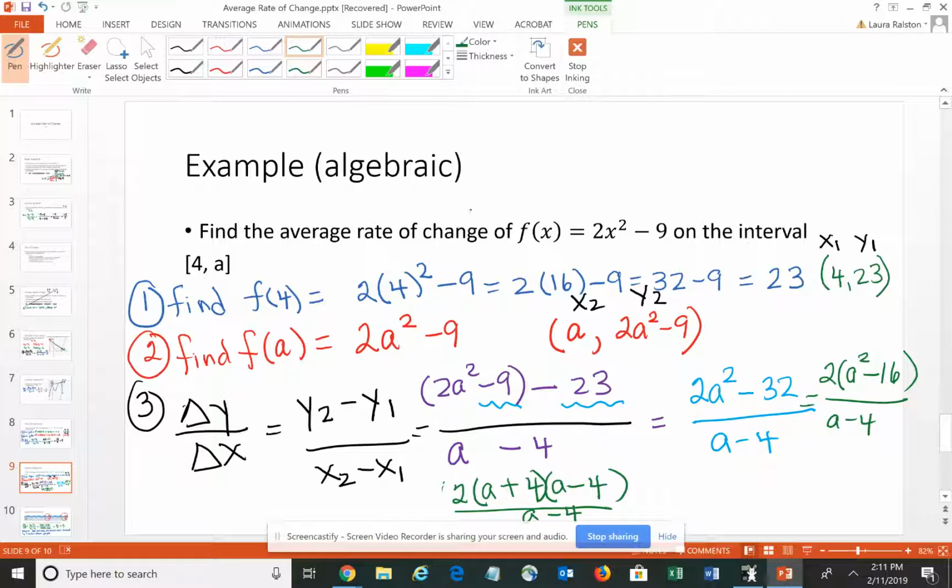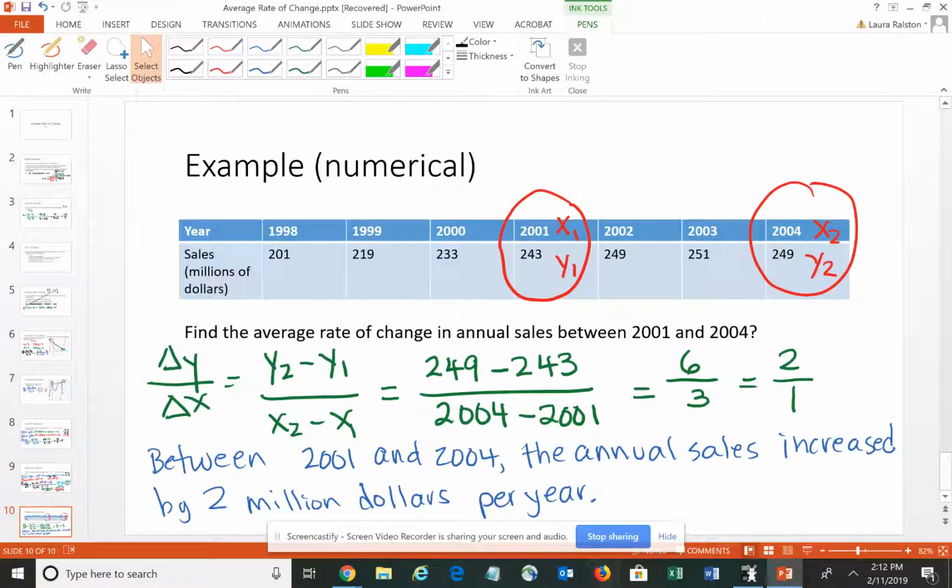I actually have the expression a minus 4 in the numerator and denominator. So it actually divides out, and I'm left with 2 times a plus 4. So this would actually be your average rate of change. Okay, you have to make sure if it's a fraction or a ratio with letters, numbers, or any combination that you simplify it. Okay, so there's some examples and hopefully a better explanation of average rate of change.